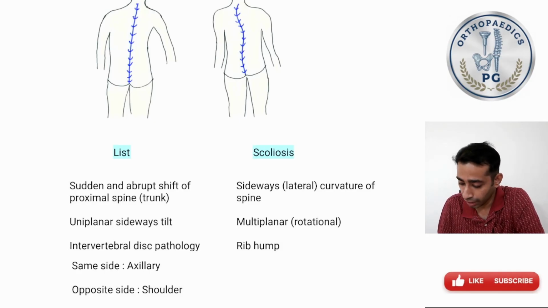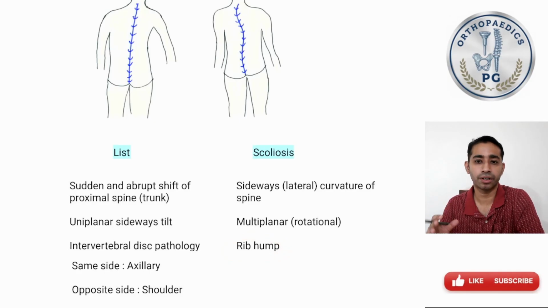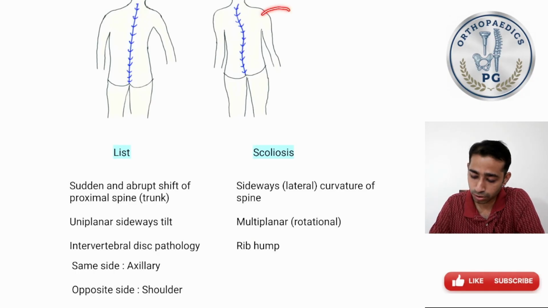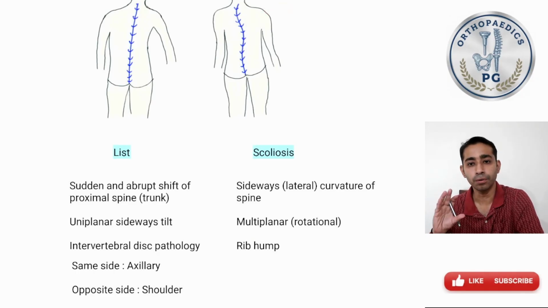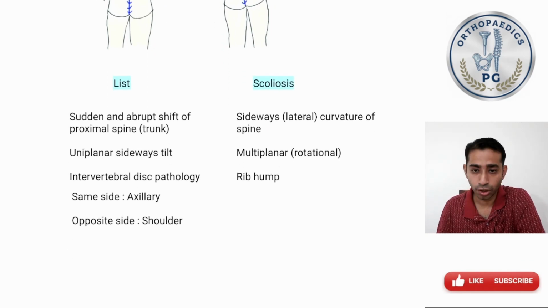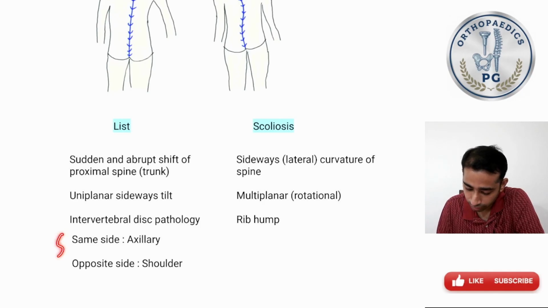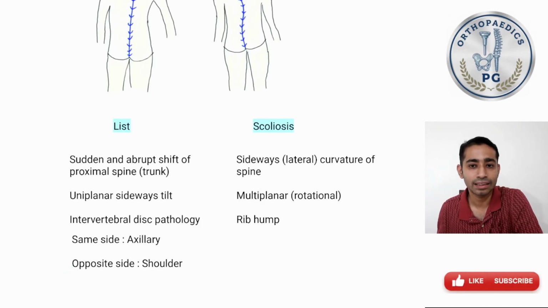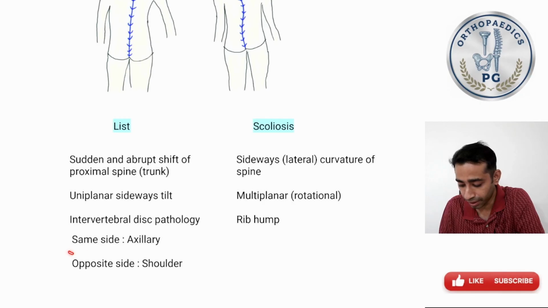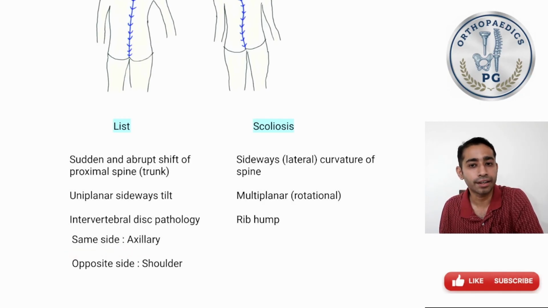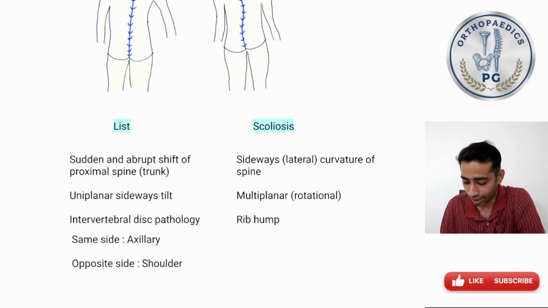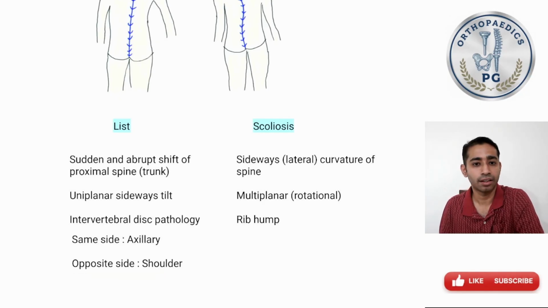In scoliosis, you will have a rib hump due to the rotational deformity. So scoliosis often will have a rib hump due to rotation of the spine, which will not be present in a list. You are also asked the presentation of the disc depending on the side of the list. So if the list is to the same side as the pain, it is indicative of an axillary pathology, whereas in an opposite side it is indicative of a shoulder pathology.